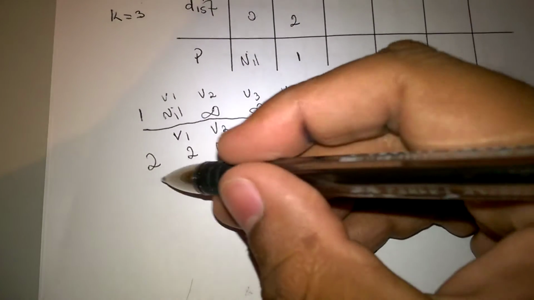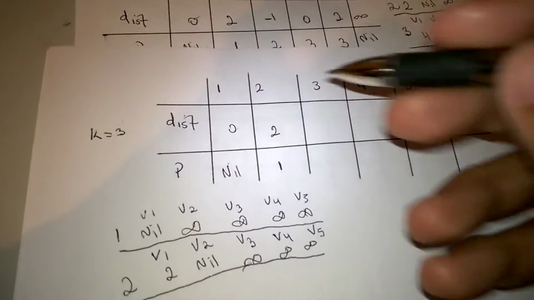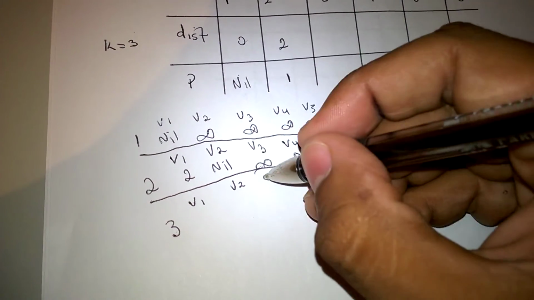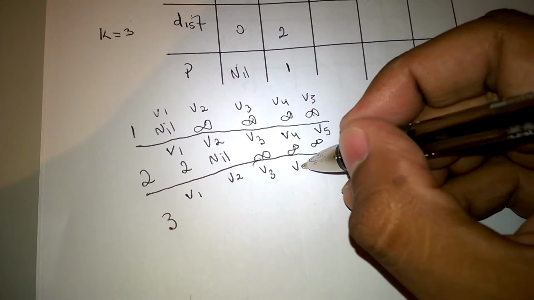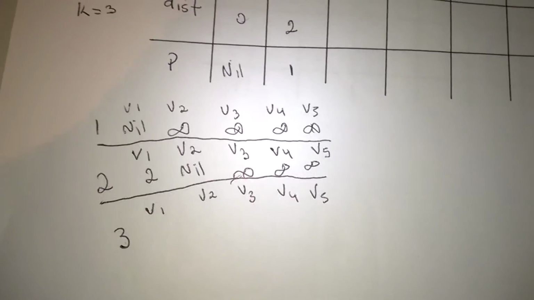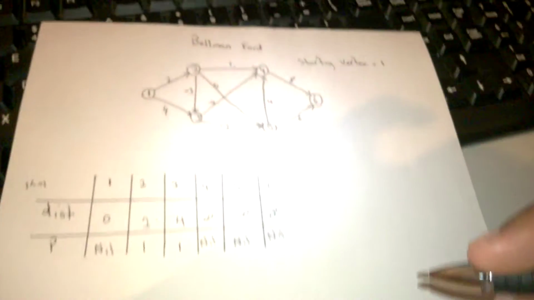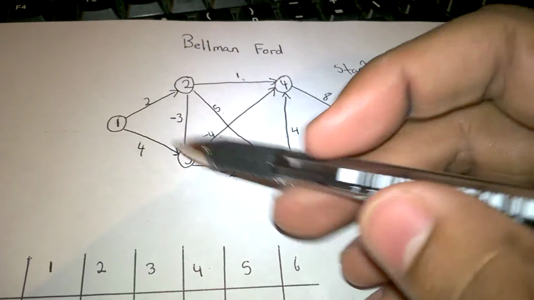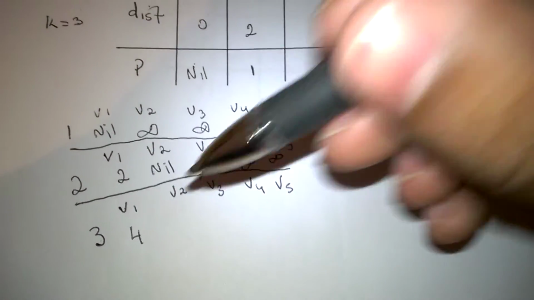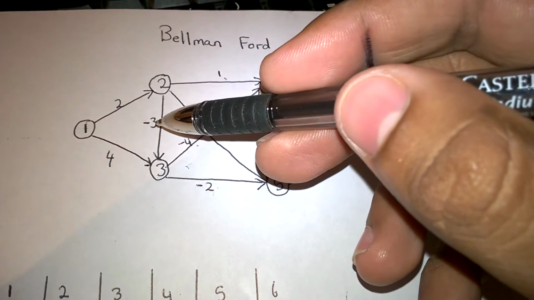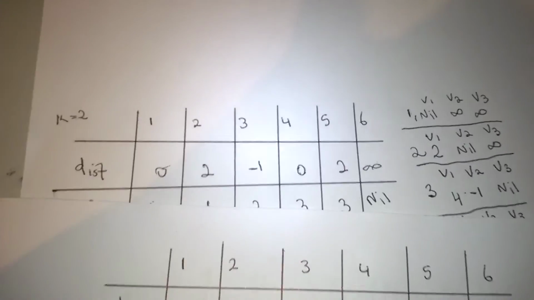Now we're going to do this for the next column, which is 3. So 3, v1, v2, v3, v4, and v5, right? So we want to know if we could reach v3 from v1. We go up to the graph. We could reach v3 from v1 at the cost of 4, right? So we update that here. Want to know if we could reach v3 from v2. Could we reach v3 from v2? Yes, that will cost -3 plus the value from our previous table.